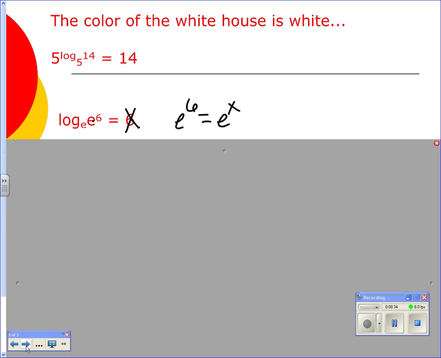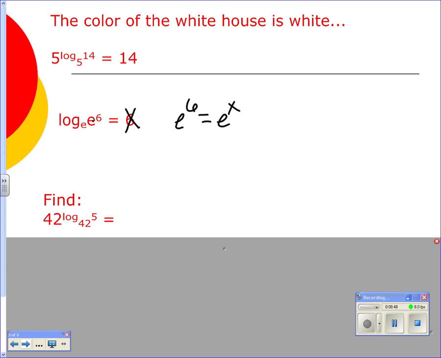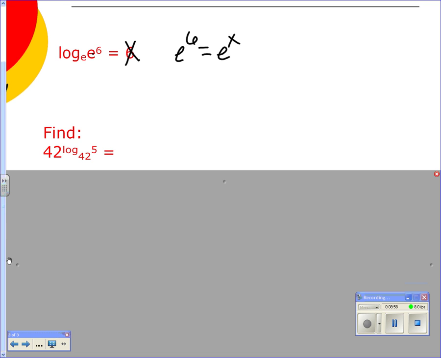These are two different types of problems. One is where log base e of e to the 6, and then this one is 5 raised to the log. For this one, it's like the top example. 42 raised to log base 42 of 5. What would that equal? 5. The 42 and the log 42 cancel out, and you're left with 5.